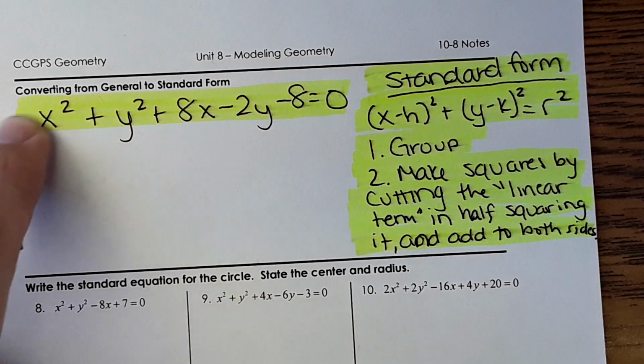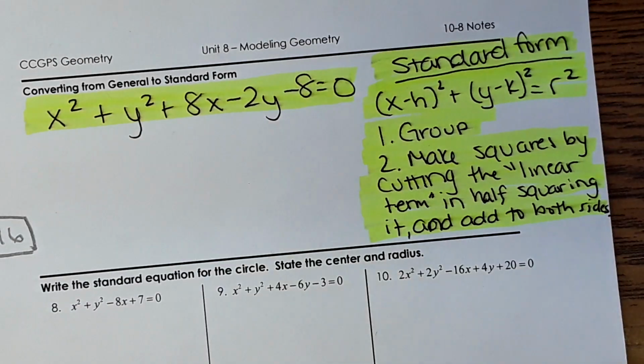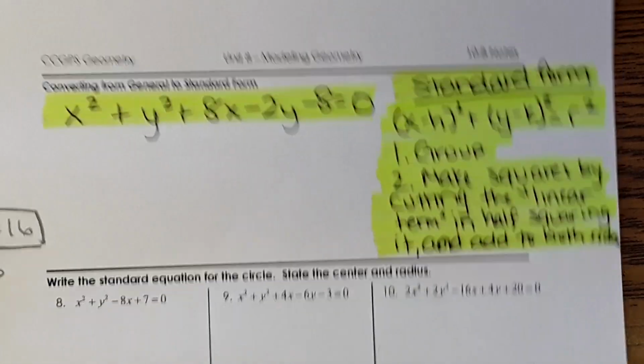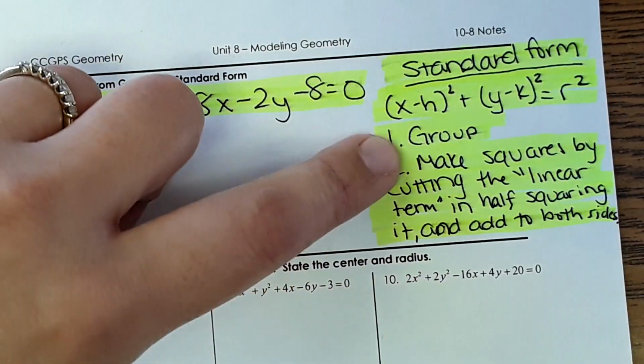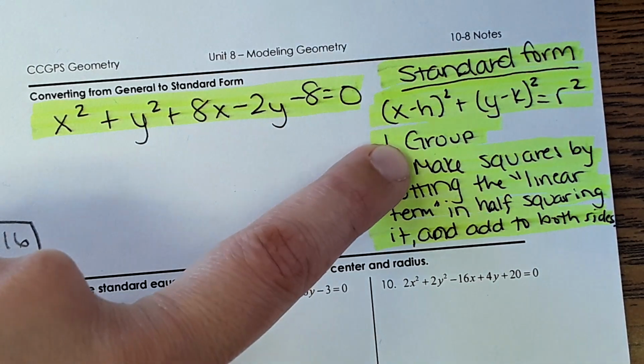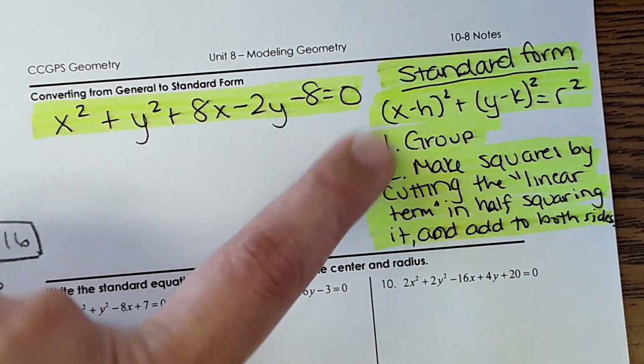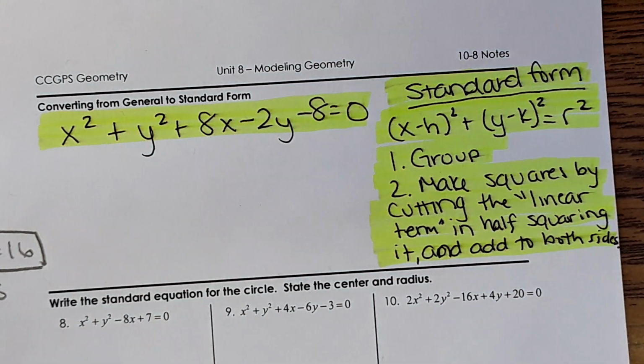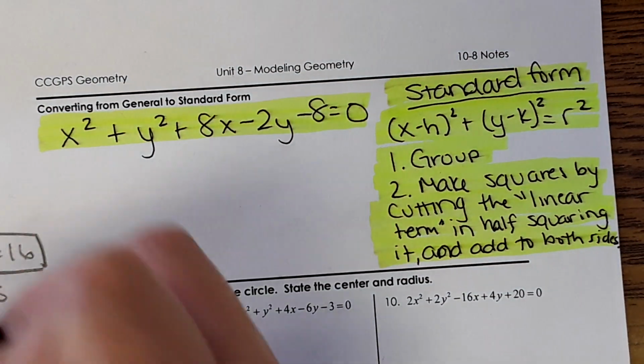This is in standard form, and then I keep getting it backwards. This is in general form, we're going to standard form. Here's the process. We're going to group it. What it means by group is we're going to put x's with x's and y's with y's, and then we'll do the next step. So as far as grouping goes, it's going to look like this.